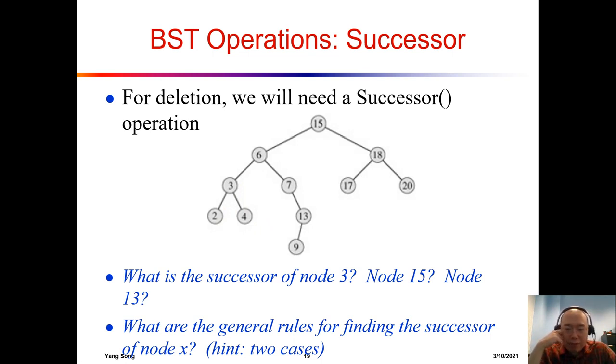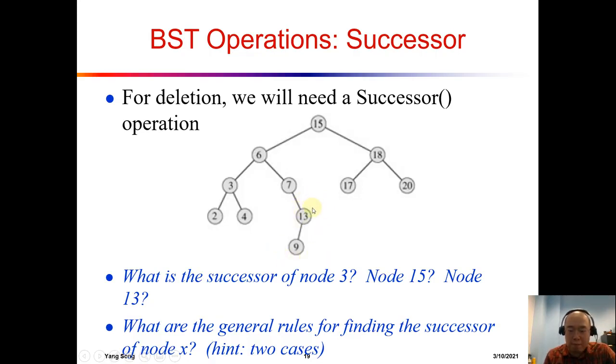For the node 15, after we have finished visiting 15, we will go to the right subtree, and on the right subtree we will go to the left side, and then we will visit 17. So 17 is the successor of 15. And how about 13? That is really hard. So after 13, we will find there's no right child to go to, and this means we have finished the subtree of the 13 and 19.